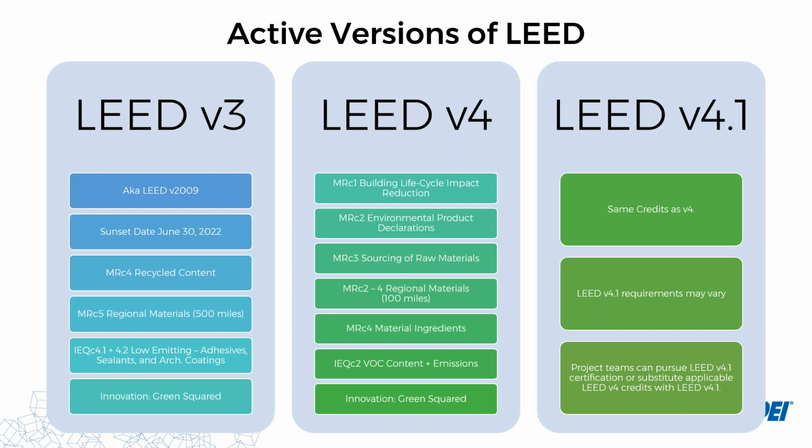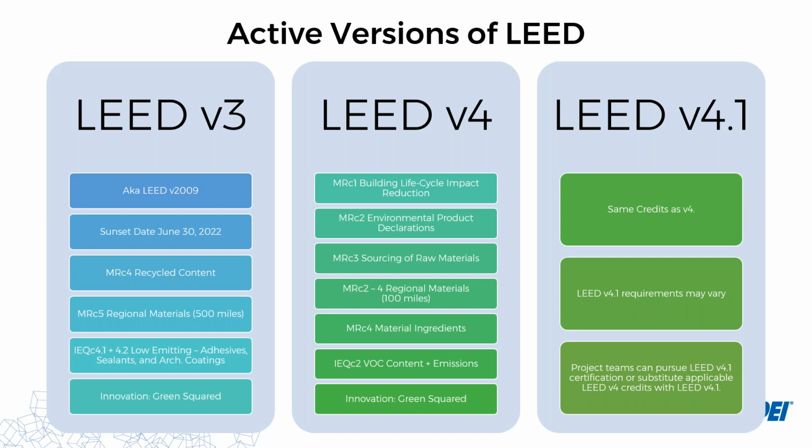There are currently 3 active versions of LEED until this summer. Version 3, its sunset date is June 30th, 2022. Using our product types as examples, as you're seeing here, LEED version 1 through version 3 focused on using building products or materials with recycled content, low VOC content, and sourcing locally. LEED version 4 or 4.1 shifted a little bit.